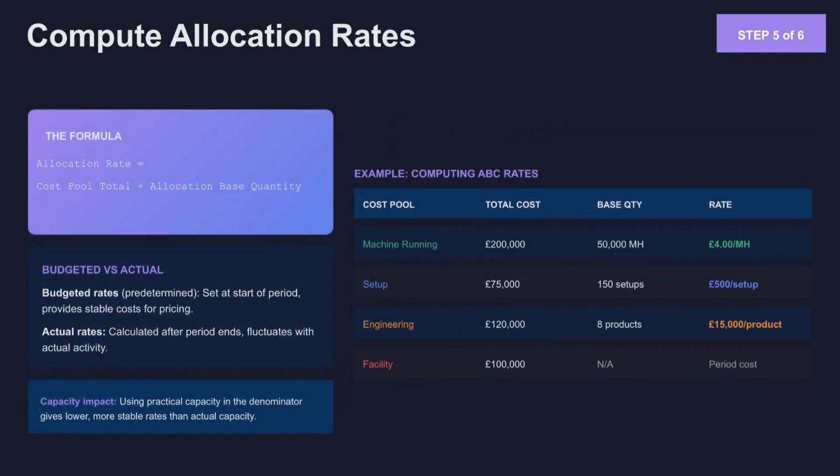Now compute allocation rates using the formula. Cost pool total divided by allocation base quantity. Compare budgeted rates with actual rates, and note that capacity choices impact stability. You should use practical or normal capacity.